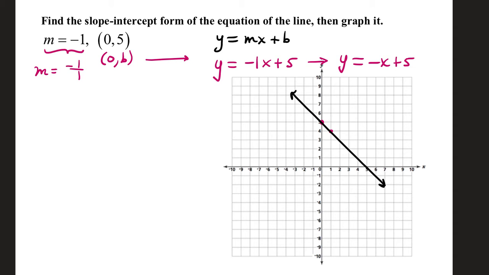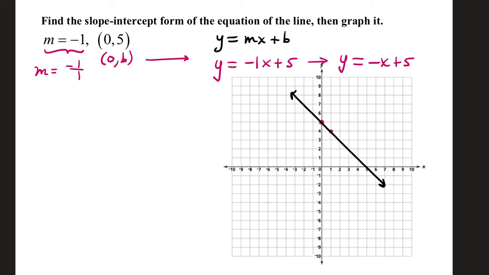Because we are given both the slope and the y-intercept, we can write the equation in y equals mx plus b form, which is slope-intercept form. Slope is -1, y-intercept was at 5. So that gives us y equals -x plus 5.